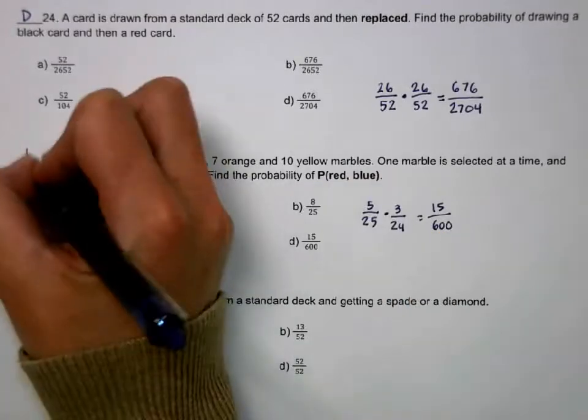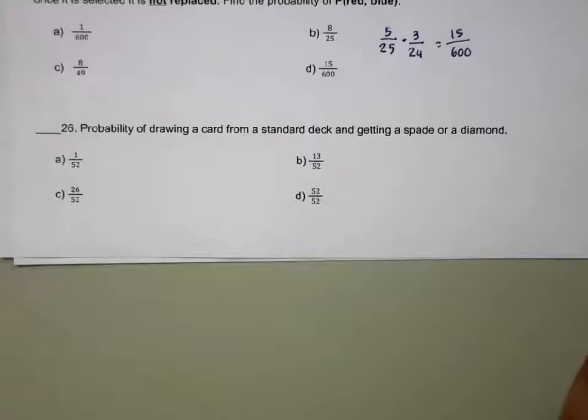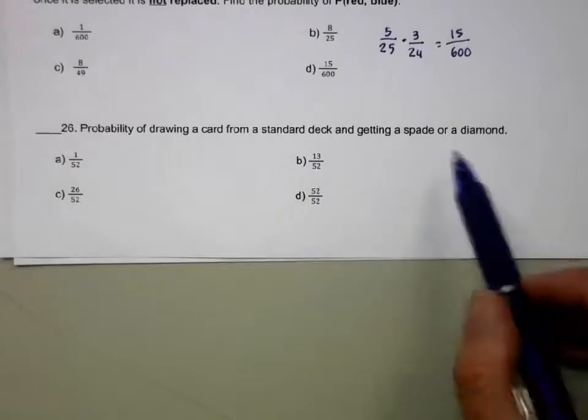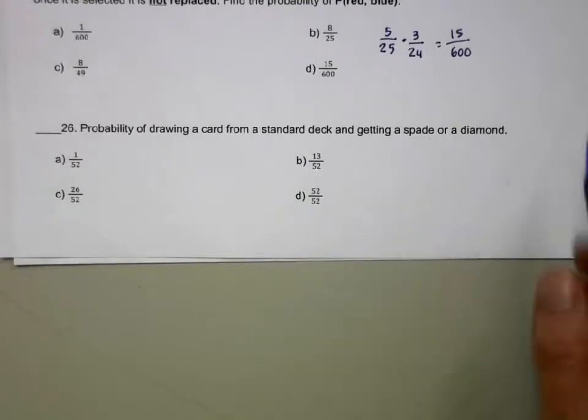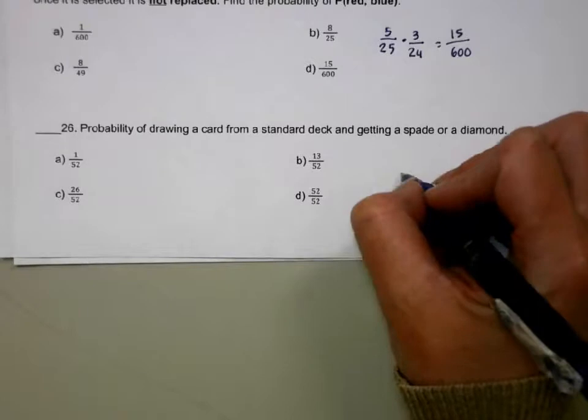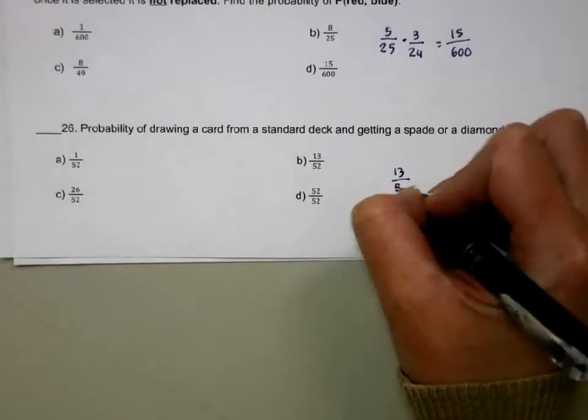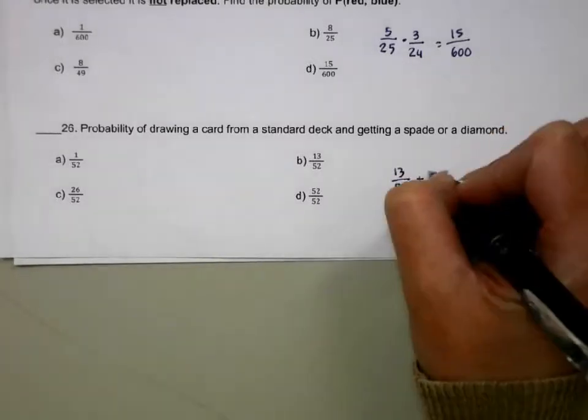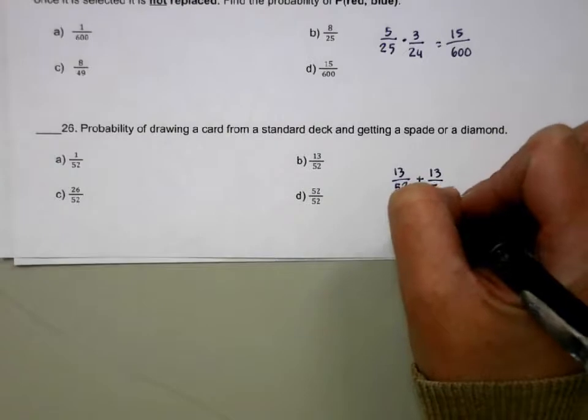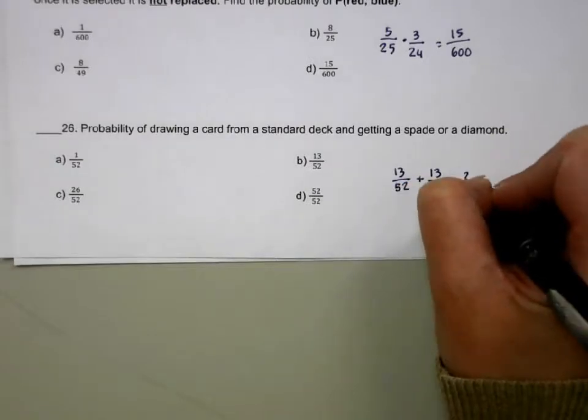Okay, find the probability of drawing a card from a standard deck and getting a spade or a diamond. These are mutually exclusive. There's no overlap between spades and diamonds, so we're simply just going to add those probabilities together. There are 13 spades, and there are 13 diamonds. So if we add those together, we get 26 out of 52, which is C.